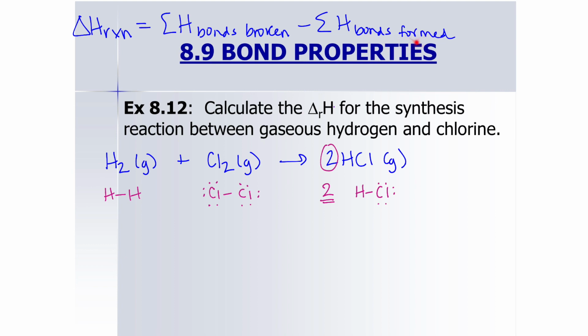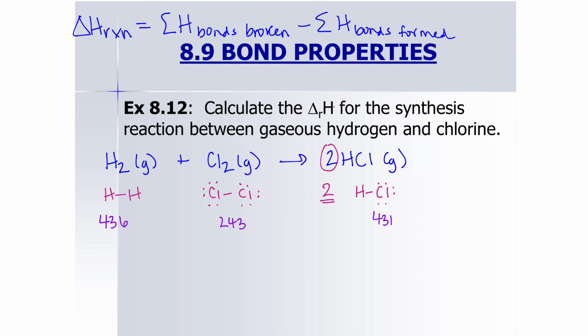And then we're going to form 2 HCl single bonds. Okay, so if I look in my reference booklet and find the relevant values that go with these, I see that for our HH, if I look on page 8, that single hydrogen-hydrogen bond is going to be 436 kilojoules per mole. Chlorine-chlorine would be 243. And then the hydrogen-chlorine single bond would be 431, not accounting for the 2 yet.